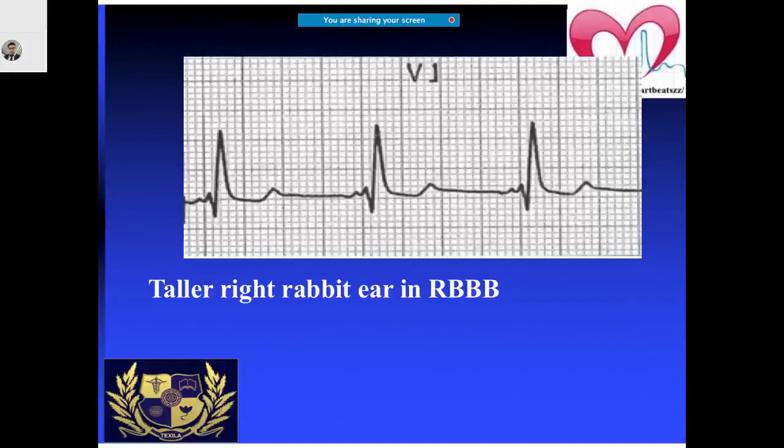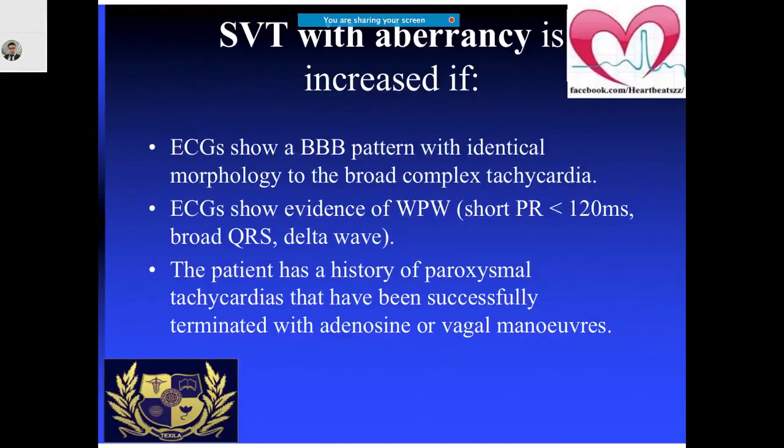So you need to be really careful. If you come across such kind of ECG, you have to be like, okay, this is VT, let's be careful. And one of the common questions where a lot of people get confused is whether it is SVT with aberrancy or not. If an ECG is showing a bundle branch block pattern with identical morphology, similar to the broad complex tachycardia, this is SVT with aberrancy. Similarly, if an ECG shows evidence of WPW, when the PR is short, broad QRS, with delta wave as well, you have to suspect aberrancy.